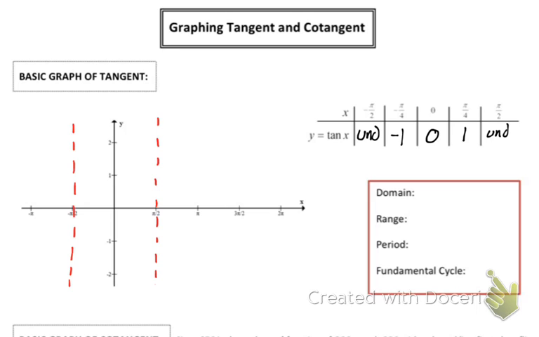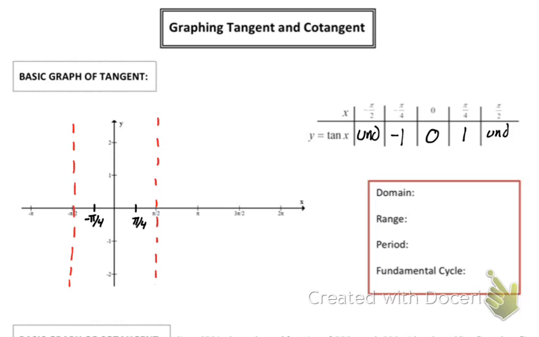So let's plot these points. We have negative pi over 4 is at negative 1. So that means I need a negative pi over 4. Well, that's halfway between 0 and negative pi over 2. Negative pi over 4 and a positive pi over 4.